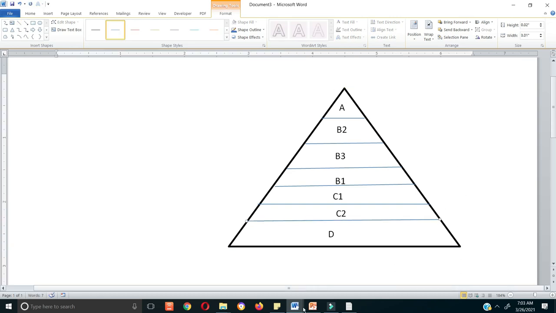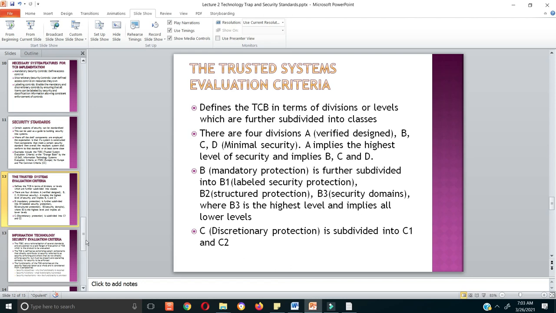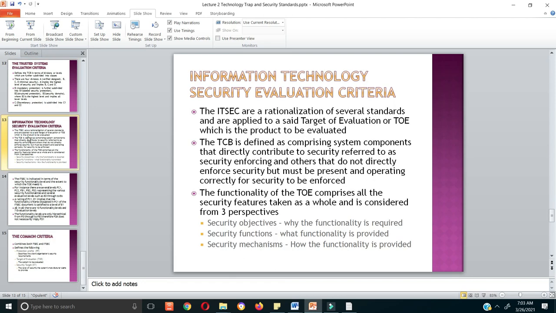So let's move on. Then you have the Information Technology Security Evaluation Criteria, or the ITSEC. Like I said before, this is really a rationalization of several standards. It is a combination of several standards that were being applied in Europe, and they decided to come together and unite them. It has an alternative name as a British Standard, I forget the number, 77 something. So it is actually originating from Britain.